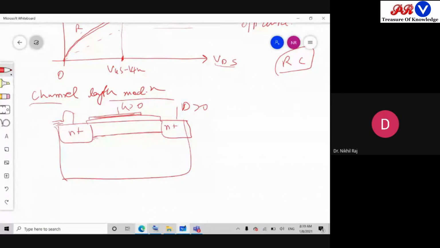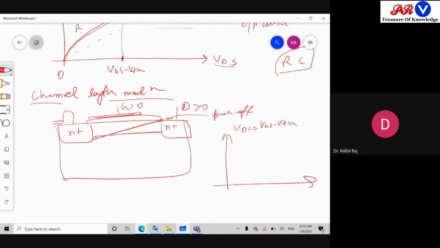So what happened, the channel region moved to here at this level, and at this level the pinch off takes place. This means when the channel touches the drain end, we say this is a pinch off region. At this point my VDS is equal to VGS minus VTH.